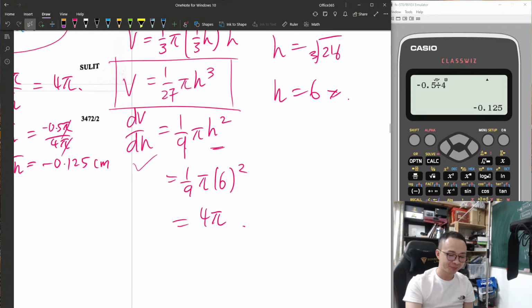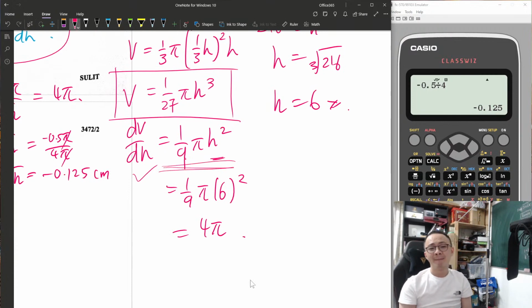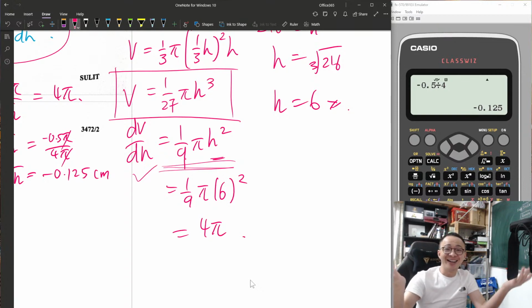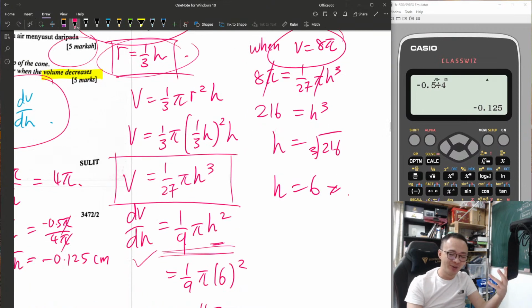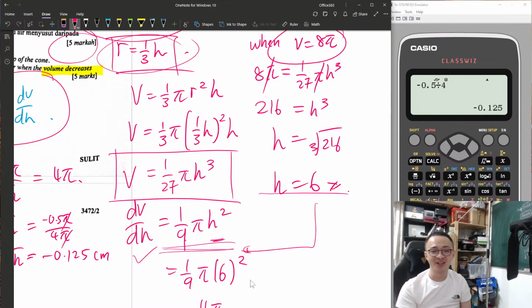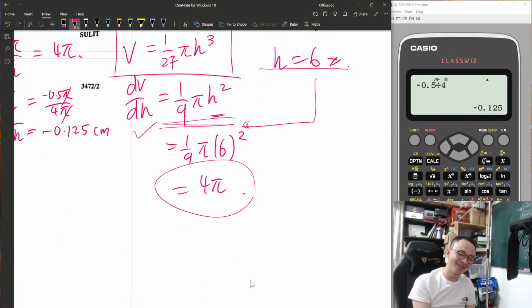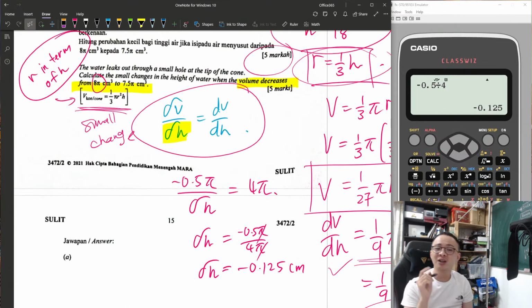Okay, so after I finish dV/dh, my answer is in terms of h. But the question doesn't tell me what my height is. So this is the reason why I need to take my volume and substitute back into the equation to get my height, so that I can substitute back into my dV/dh. After I substitute back into my dV/dh, I have the dV/dh already. Then I substitute everything back into the small change formula, because my whole objective here is to find the change of height. So I solve until the end.